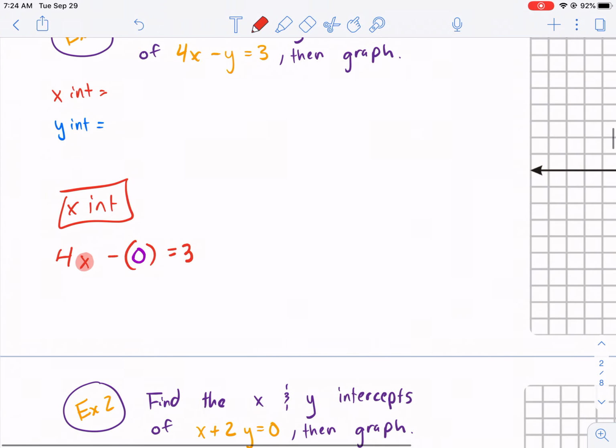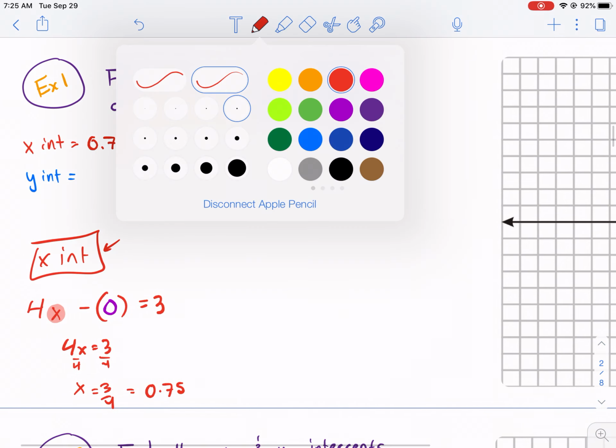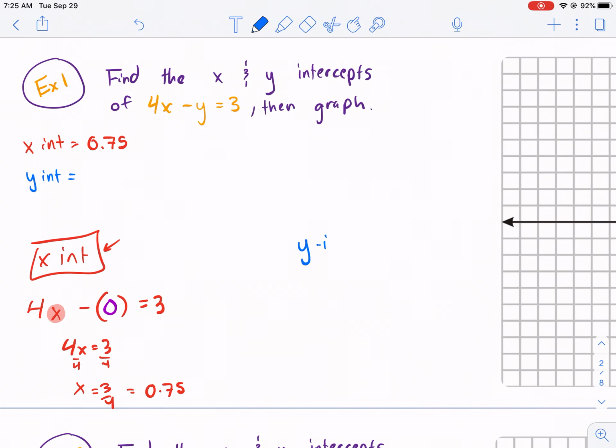That's the whole point, okay? We have X by itself. We have no Y because we're looking for the X-intercept. So now we have 4X equals 3. Divide by 4 to both sides. We get X equals 3 over 4, or 0.75. Okay, so we have our X-intercept. It is 0.75.